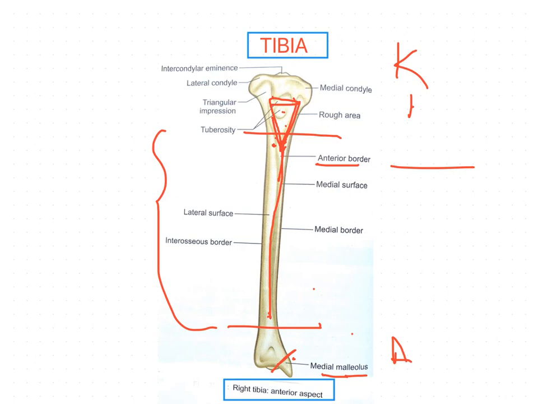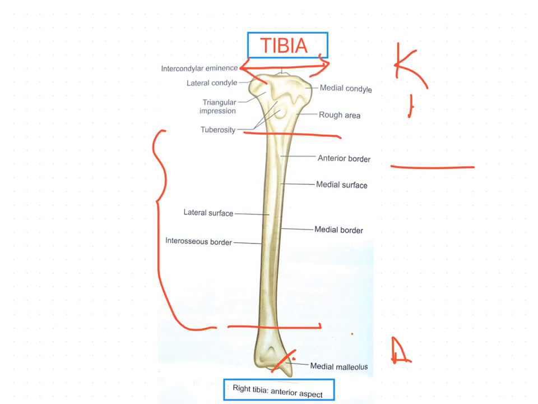Now we will move on to the features of this bone. First we will see the upper end. Normally this is a long bone, so it has an upper end, shaft and lower end. Now first we will discuss the upper end. The upper end of the tibia is markedly expanded from side to side. So here you can see, this is very much expanded from side to side.